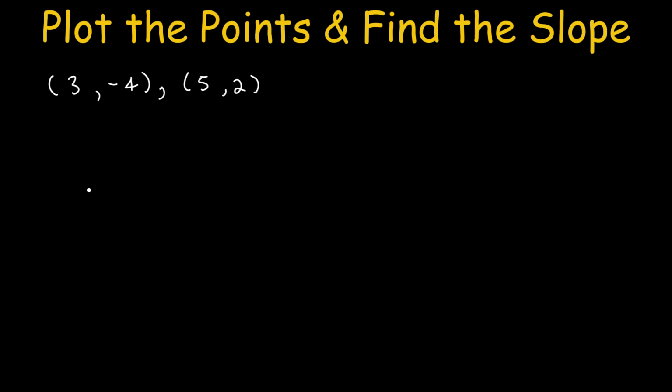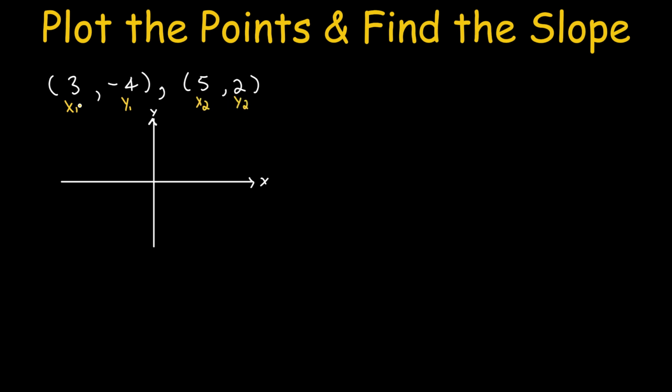Let's plot the points using a graph. This is the y-axis here, and this is the x-axis. Let's plot the first point. Let's start by identifying the coordinates, the changes in y and the changes in x. So this one over here is x1, y1. This one will be x2, y2.